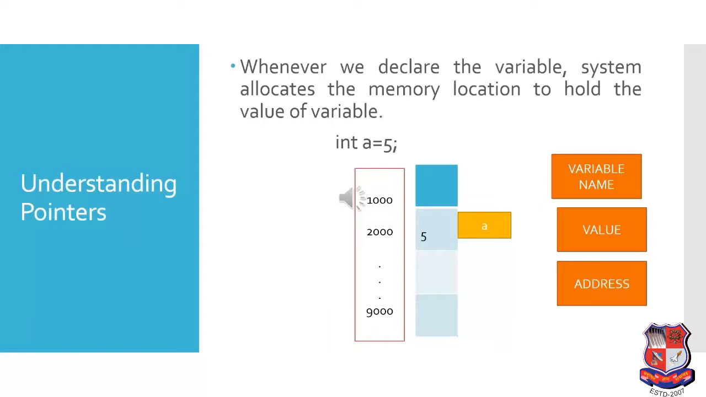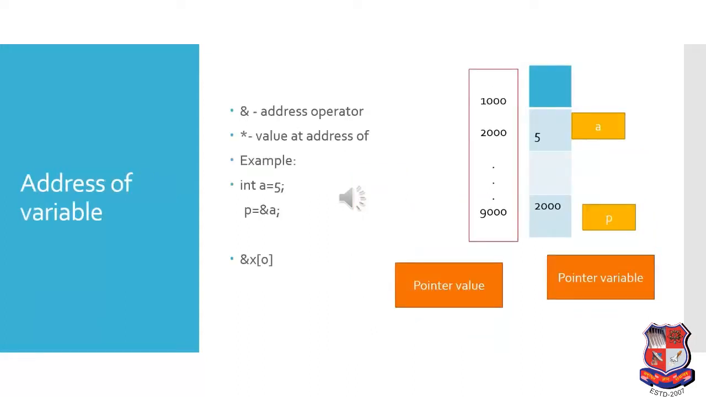Clear? So, a variable is assigned some address. Whenever you run a program, even if you run the same program many times, every time the particular variable will be assigned a different memory location. Clear? We know that a variable is assigned memory at runtime, right?